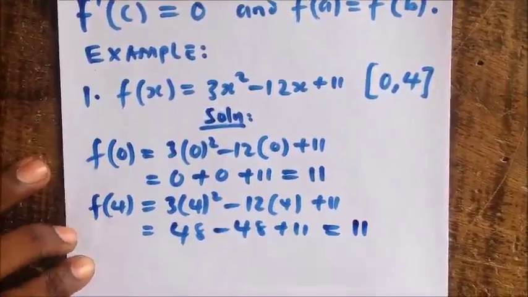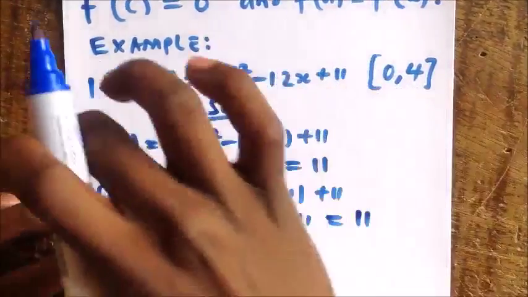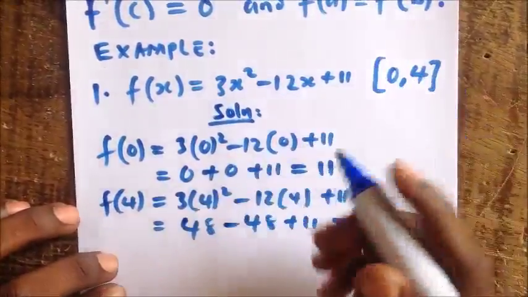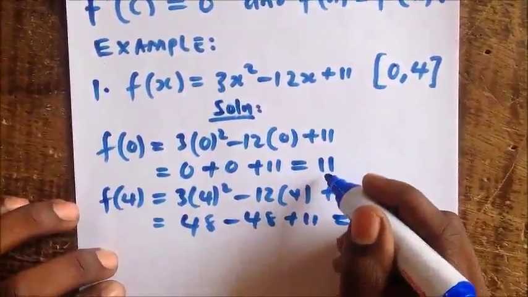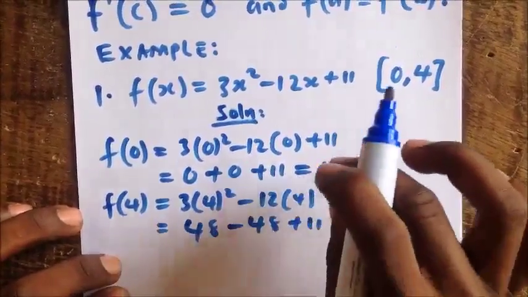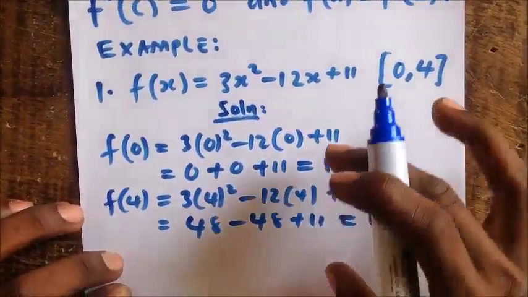So since f of a and f of b are defined, they are continuous because they are not divided by 0. Once you find that it is not divided by 0, the function is continuous at that particular point. So the function now is continuous.